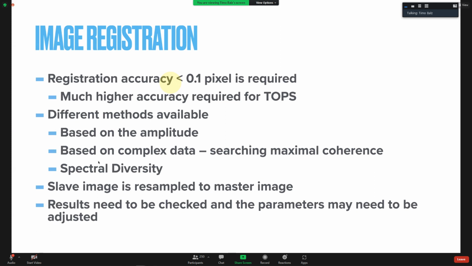Then we resample the one image to the other, and then I wrote here that results need to be checked and the parameters may need to be adjusted, right? And I wrote that for good reason. The reason is experience, and experience also with students. It works very well, image registration in SAR images. However, there are situations where the automatic registration may fail, right?